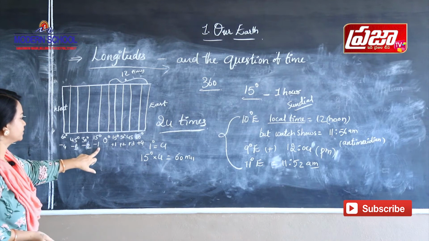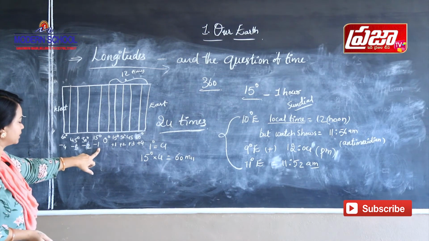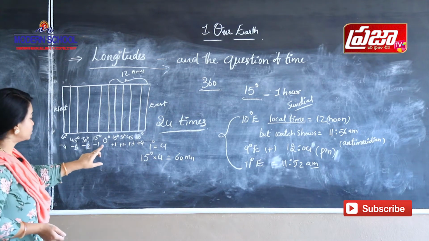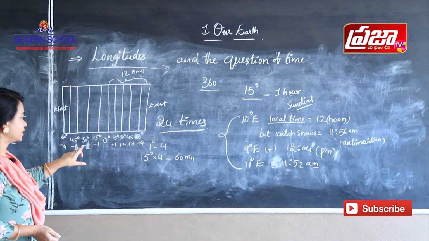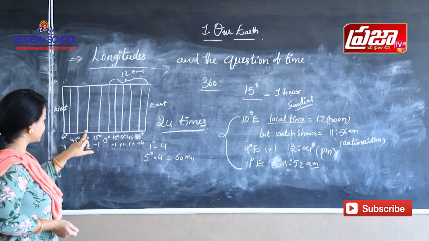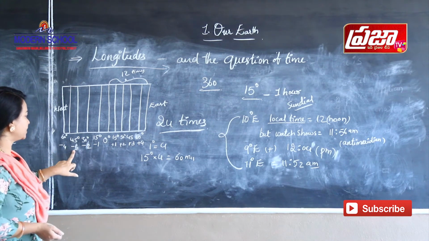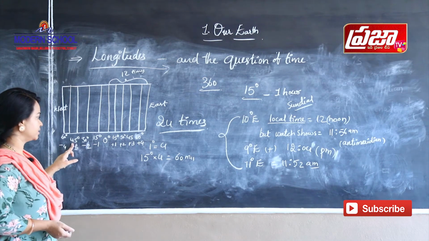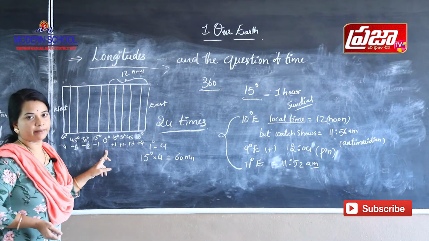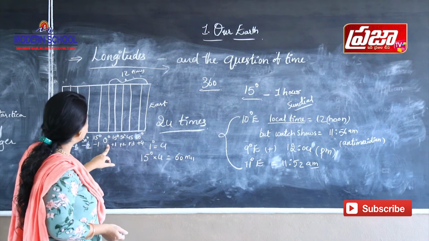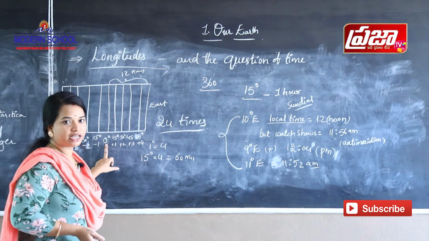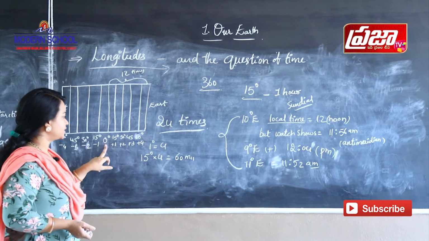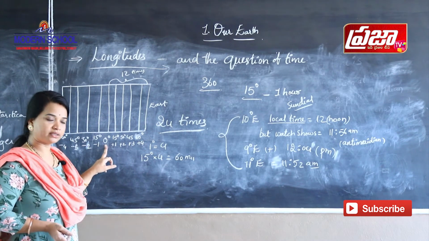You have to subtract 1 hour when you are calculating the time towards the west side at 15 degrees. You have to subtract 2 hours when you are calculating the time at 30 degrees. You have to subtract 3 hours when you are calculating the time at 45 degrees from the Greenwich time. And when you are going to calculate the time from Greenwich towards the eastern longitude, again you have to add the time.